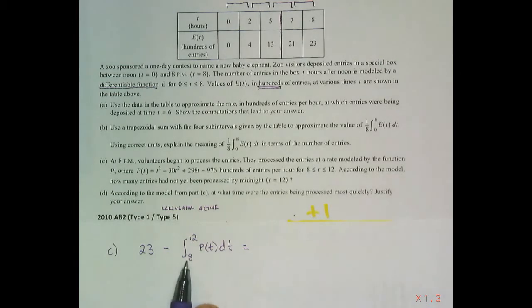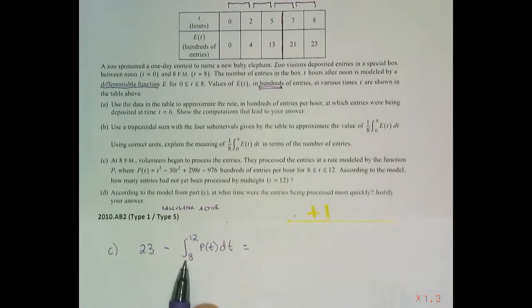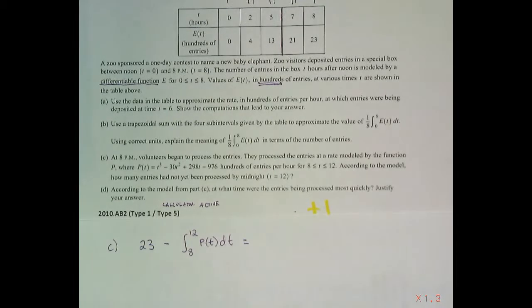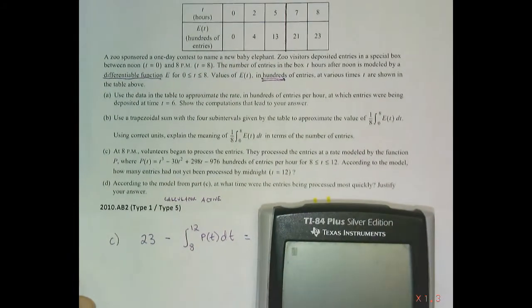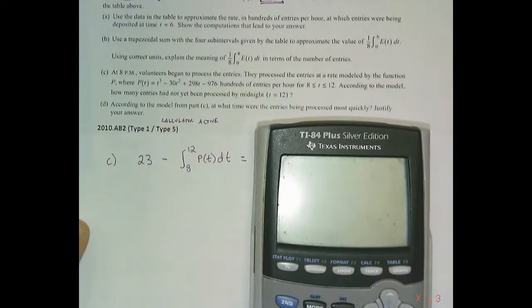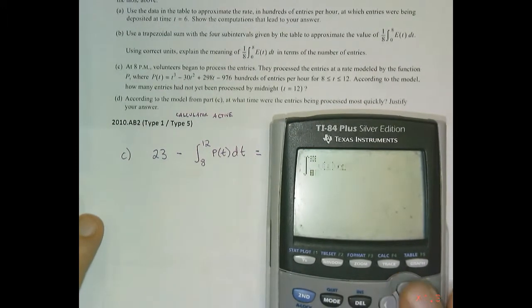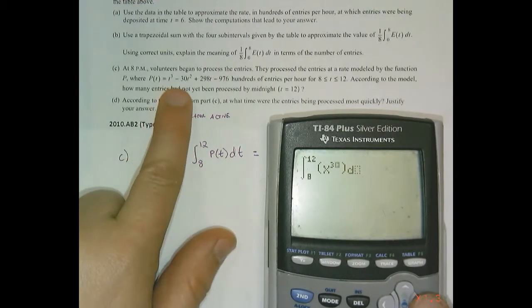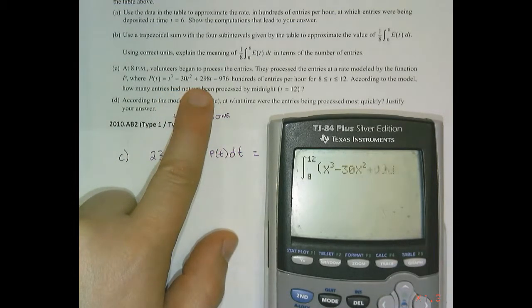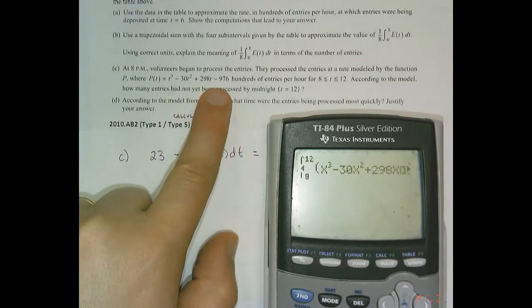Using a calculator, we can evaluate the integral of P of t from 8 to 12. Math 9 pulls up the integral command, 8 to 12 of the function t cubed minus 30t squared plus 298t minus 976 dt.